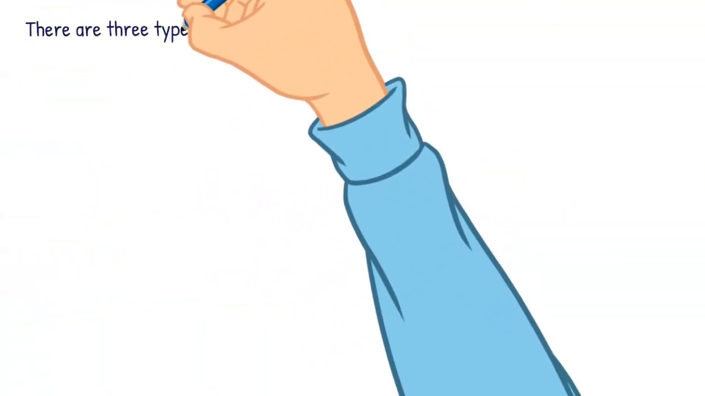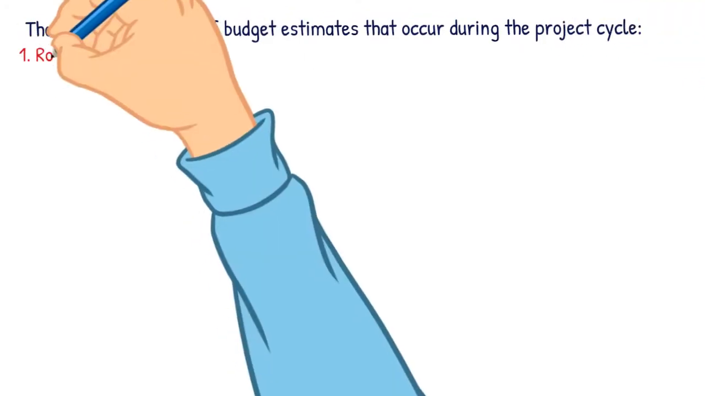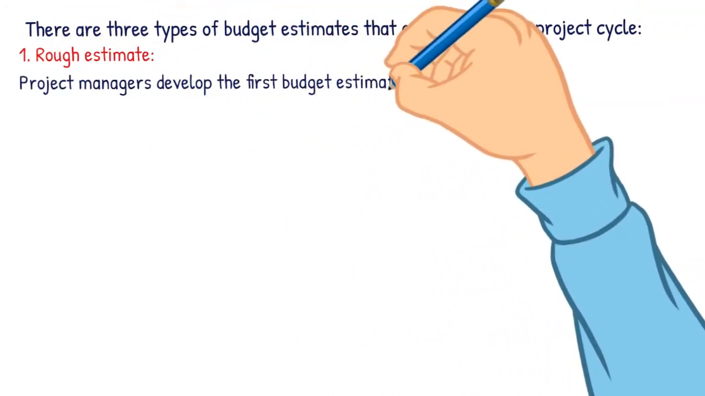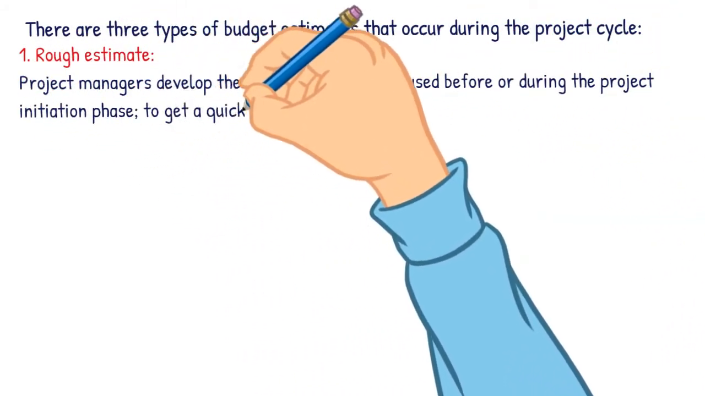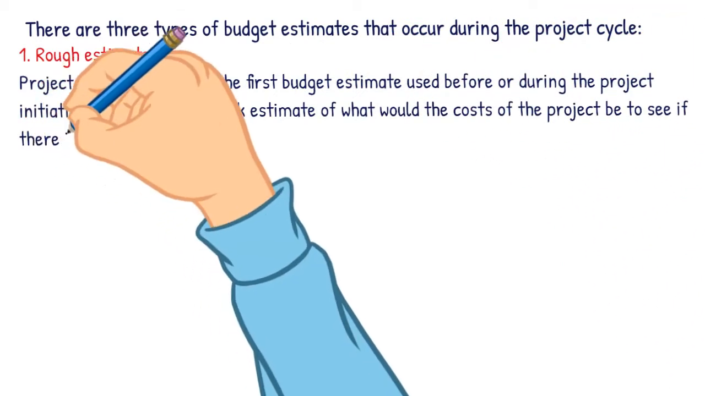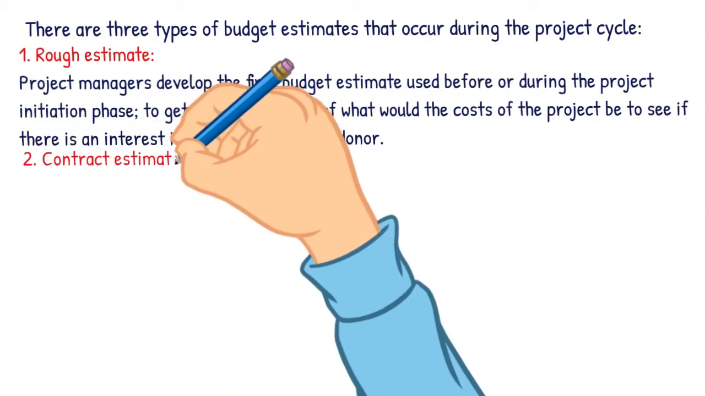There are 3 types of budget estimates that occur during the project cycle. The first type is the rough estimate. Project managers develop the first budget estimate used before or during the project initiation phase, to get a quick estimate of what the costs of the project would be, to see if there is an interest in the organization or donor. The second is the contract estimate.